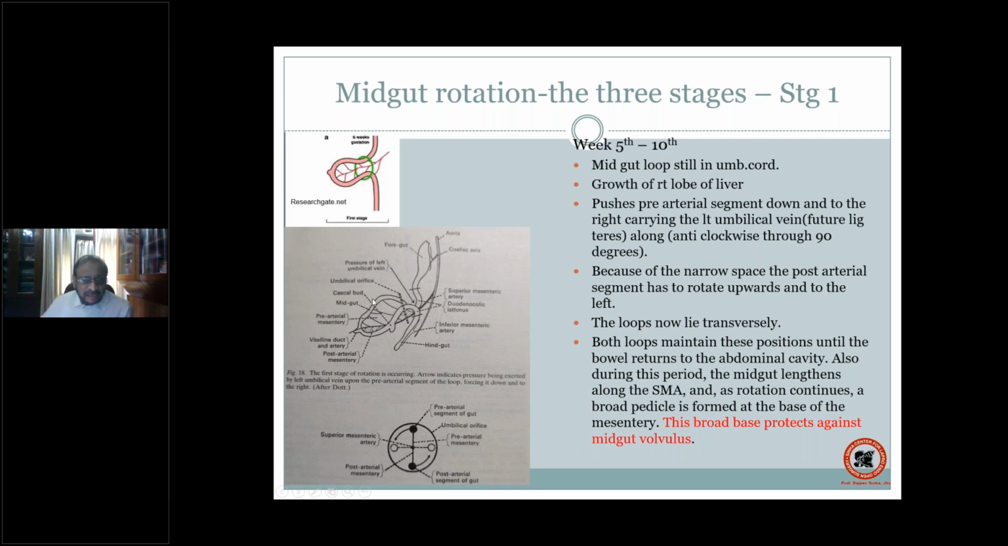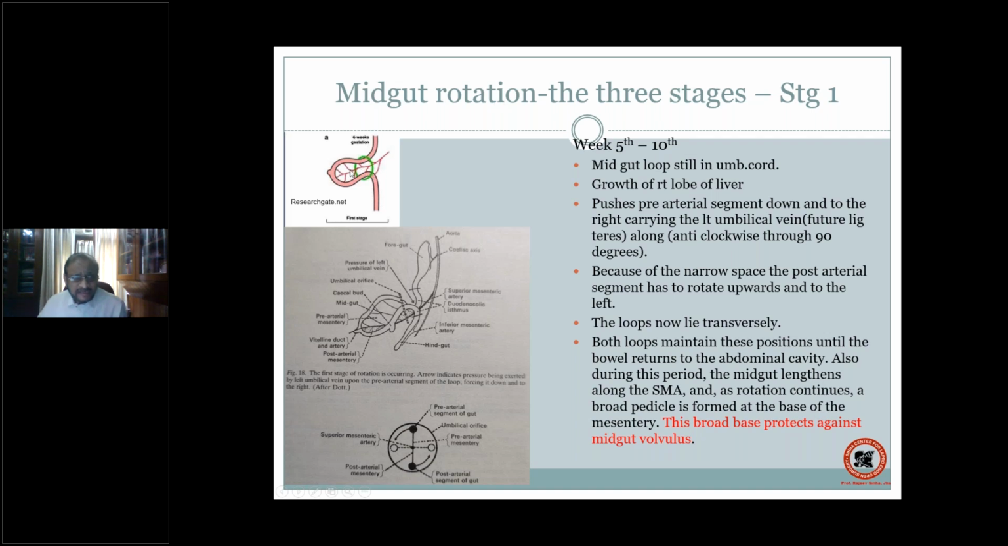And when the liver comes down, it also drags the left umbilical vein, which is the future ligamentum teres, the obliterated umbilical vein, along with it. And that's why you find that the ligamentum teres is never a midline structure. It is lying to the right of the midline in the adult, right? Now, because the umbilicus is a narrow space, see, this is a very narrow space. It's a very narrow space.